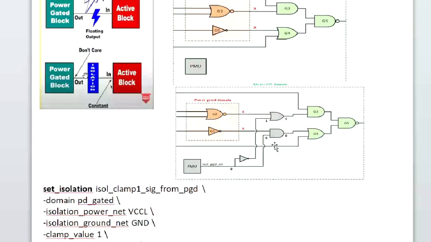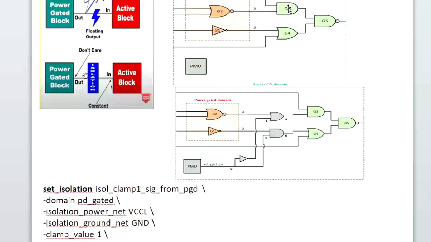If we are not using an isolation cell, what happens? Whatever signal the power gated domain passes, it will turn off, so unknown signals will pass to the always-on domain. This causes metastable states or overcurrent in the design. These are unknown values, and it causes design failure because they are unknown to the next stage.